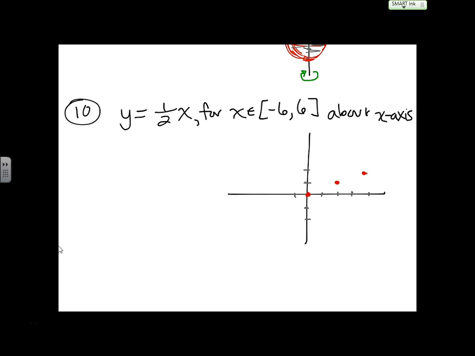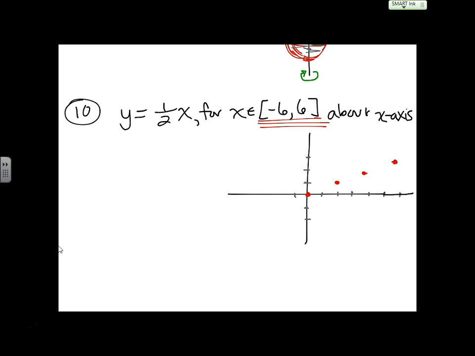Wait a minute. Remember we talked about this in class on Friday? What do I do with that -6 to 6 thing? Yeah, I go that far. So far I've gone over to 2, 1, over to 4, 2, so I need to go 2 more to make it the positive 6. So I'll go over 2 more, no big deal. I've got to extend a little bit more. So I can have 6, 3, sorry, my apologies. 6, 3.